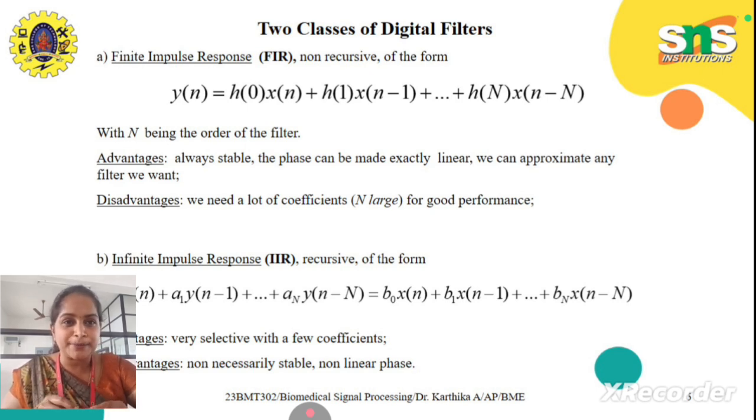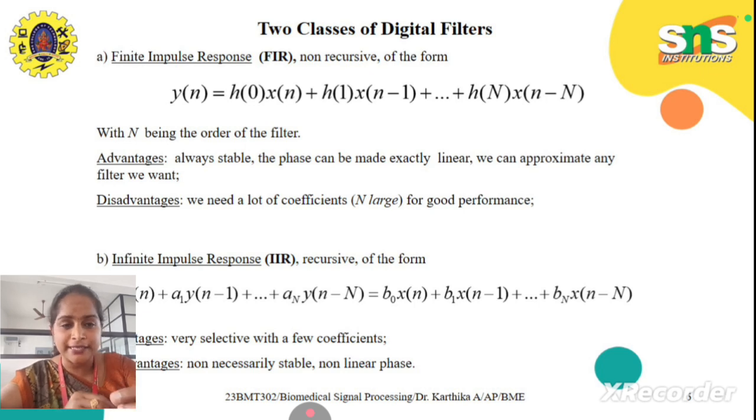In the finite impulse response, FIR, which is non-recursive, the form is y of n equals h of 0 x of n plus h of 1 x of n minus 1 plus up to h of N x of n minus N, with N being the order of the filter. Here the main advantage is that it is always stable, the phase can be made exactly linear, and we can approximate any filter we want. The main disadvantage is we need a lot of coefficients, N large, for good performance.